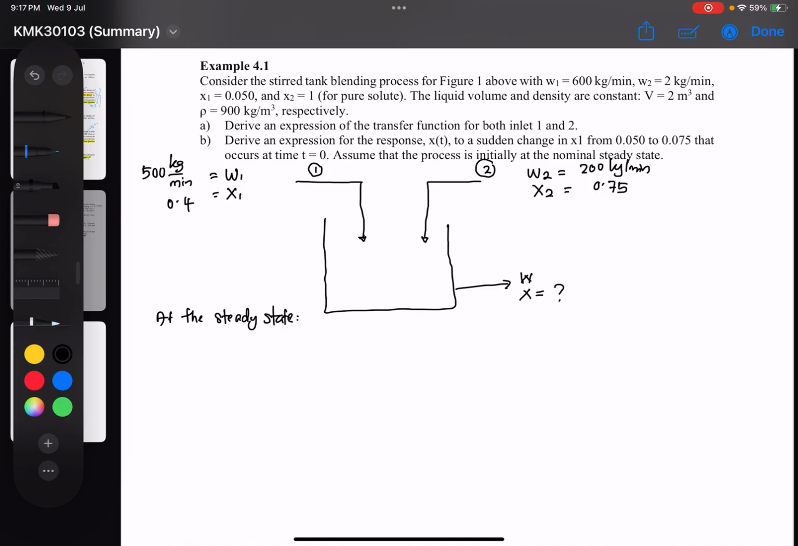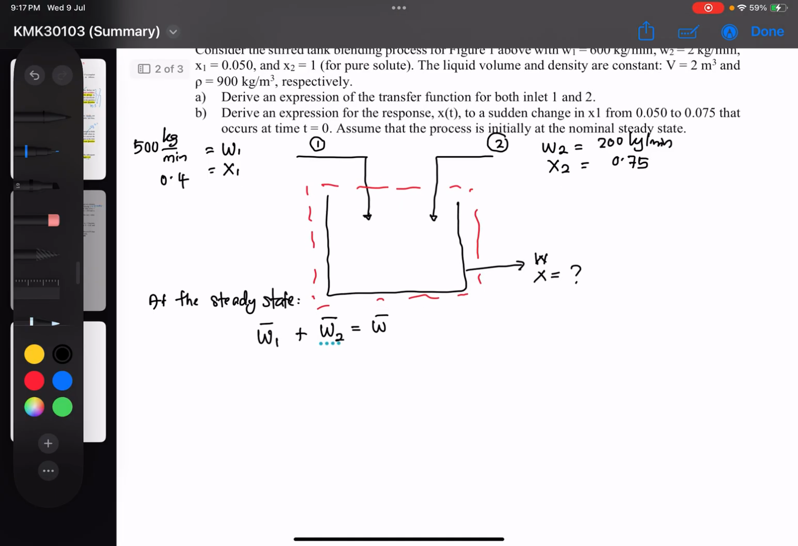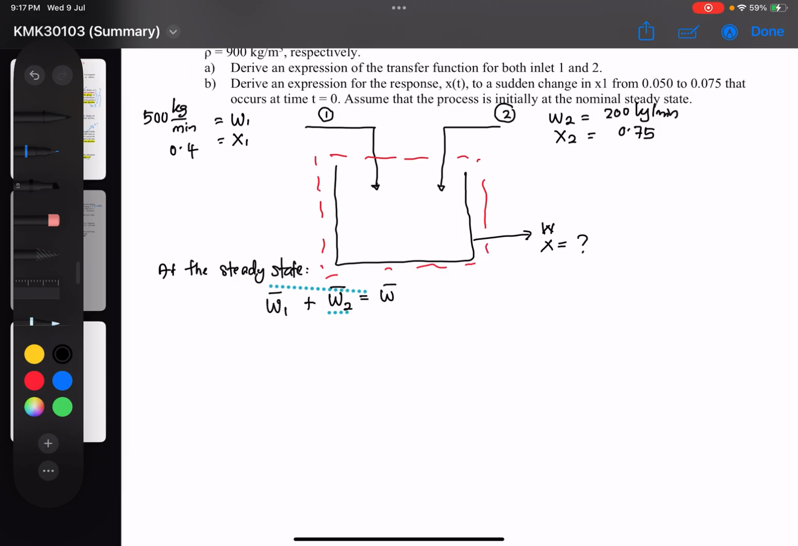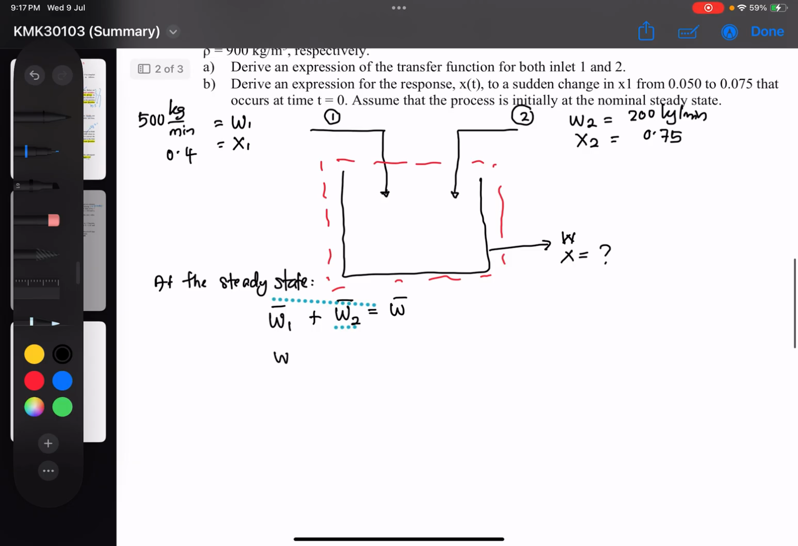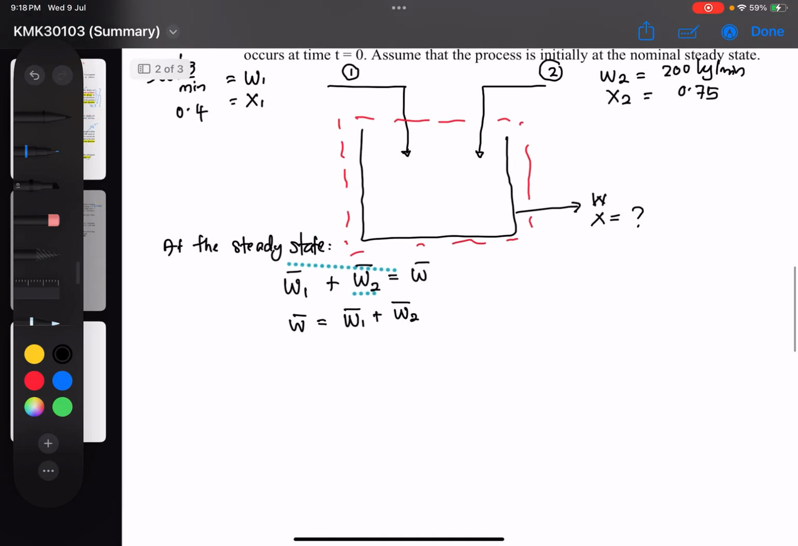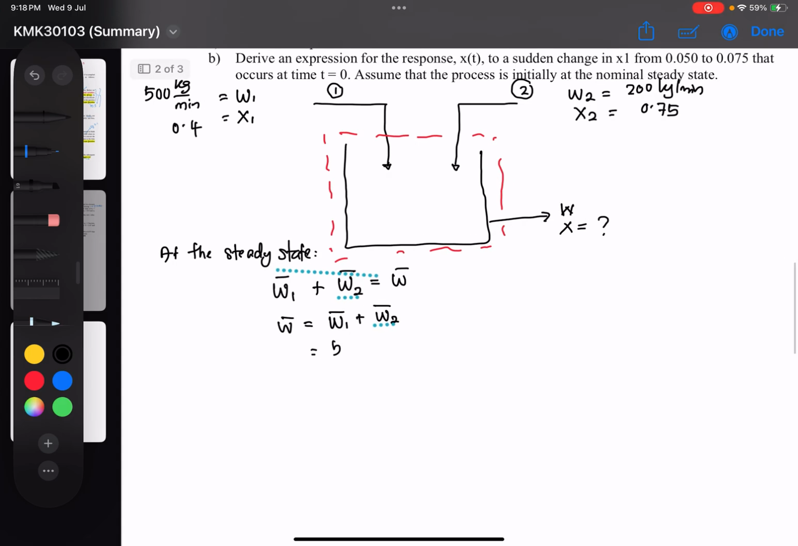At the steady state, we learn that whatever is coming into the system, basically this is the system, should be equal to whatever comes out from the system. So I will say that 500 kilograms entering through stream 1 plus 200 entering through stream 2 should be equal to whatever comes out at the exit stream. Because it is a steady state, I'm going to use W1 bar, W2 bar, and also W bar. So I'm going to rearrange it. I get W bar equals W1 bar plus W2 bar because it is a steady state. And then I'm going to put in the values: 500 plus 200, so now it's going to be 700 kilograms per minute.